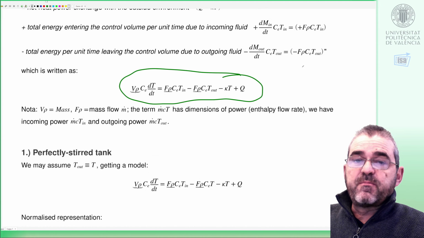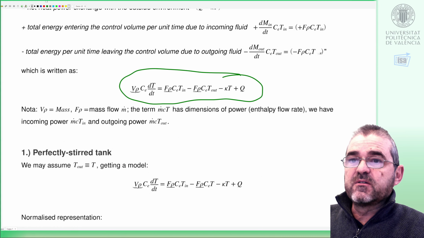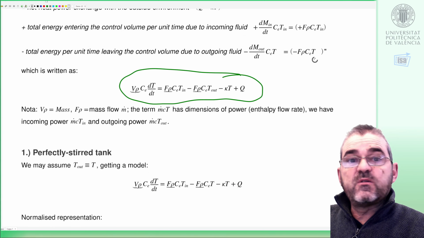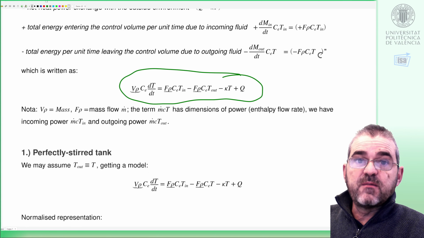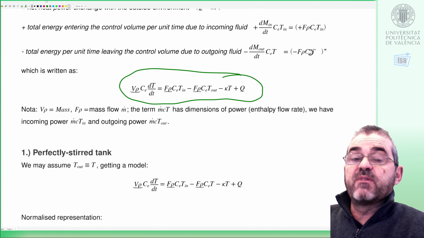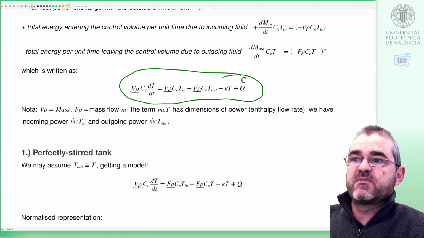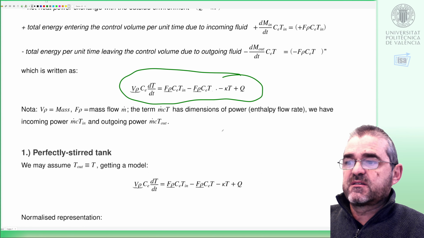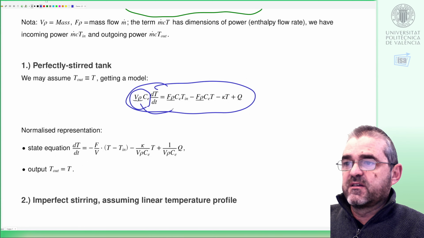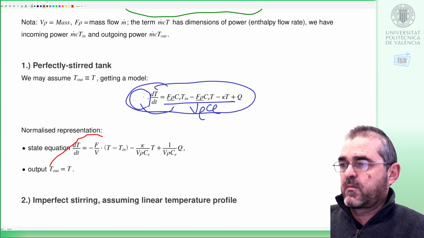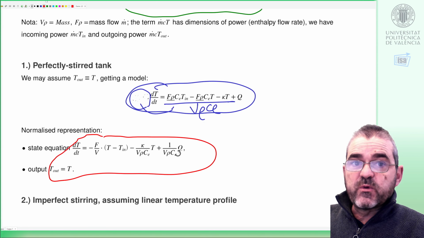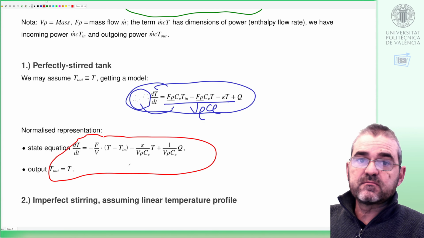For instance, in a perfectly stirred tank, the outlet temperature will be equal to the mean temperature inside, or the unique temperature inside, because everything is at the same temperature. So if we make this, and if we take this to the other side, then we get this state equation and output equation. So this will be the model for a perfectly stirred heating tank.